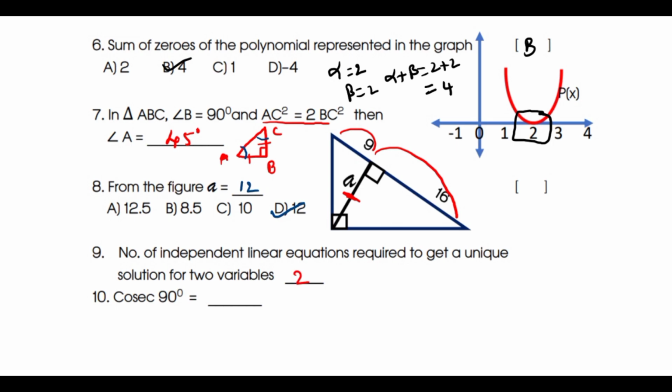Cosecant 90 degrees. Cosecant 90 is the reciprocal of sine 90. You know sine 90 is 1, so cosecant 90 also is 1.